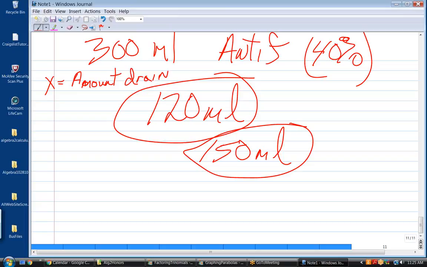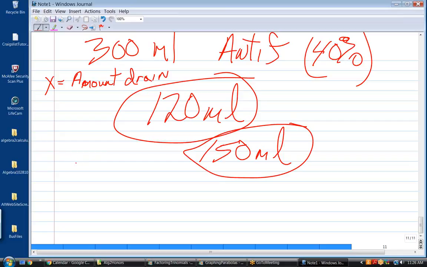Does this presume that you have another bottle with 50% solution in it, or does it presume you have another bottle that's pure antifreeze? Because that matters. No, yeah, you have another bottle. You have a bottle of pure antifreeze, 100%.